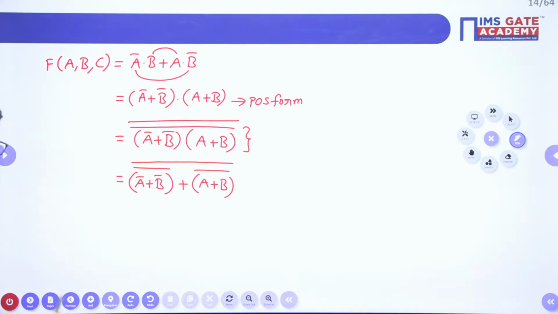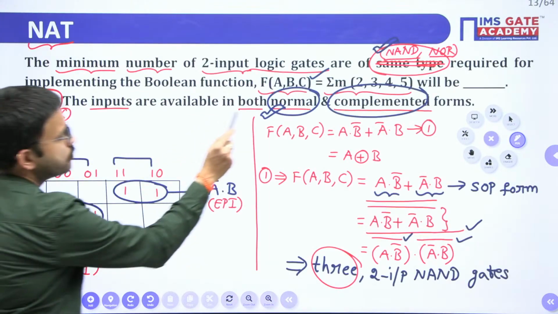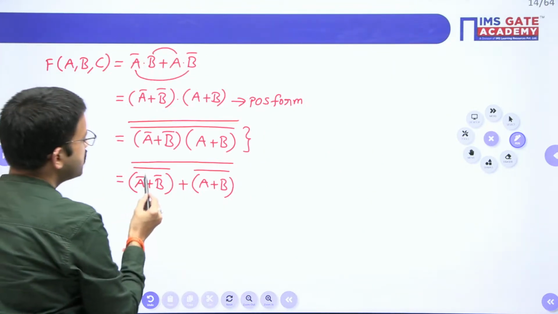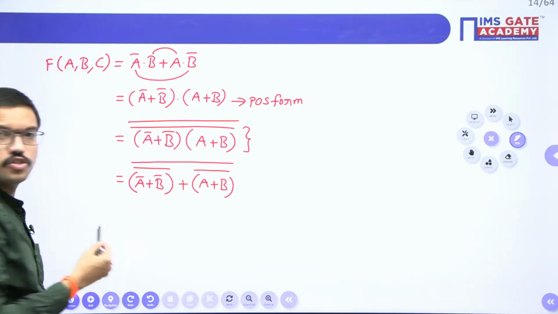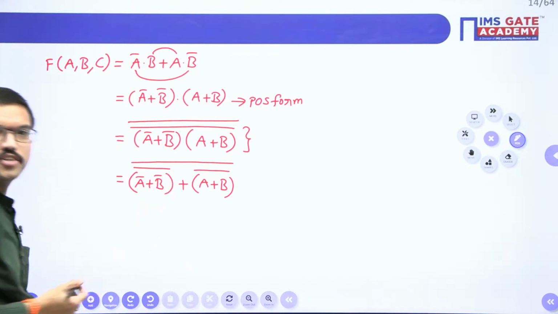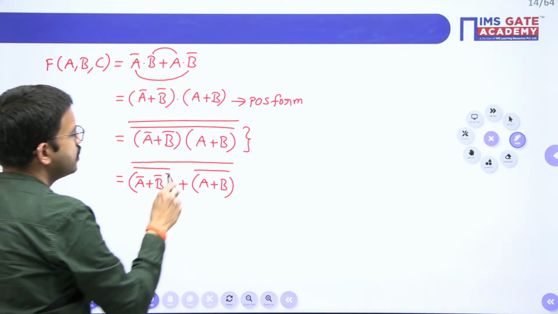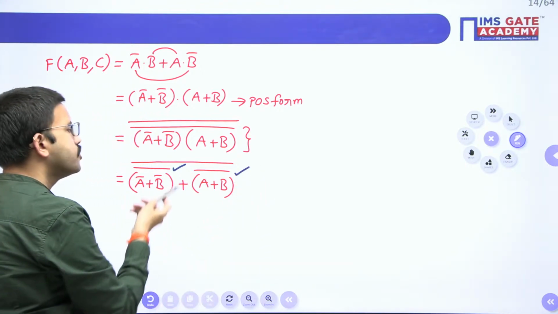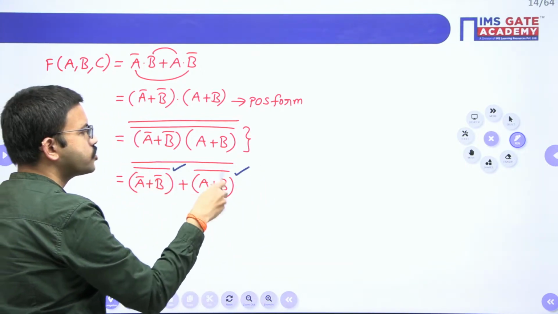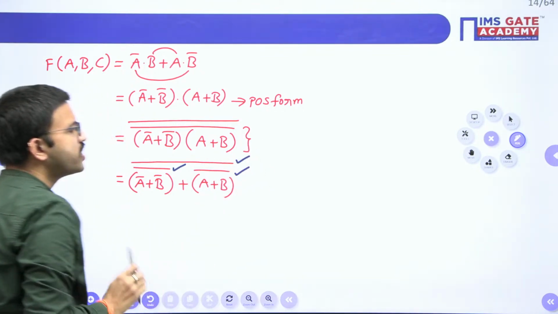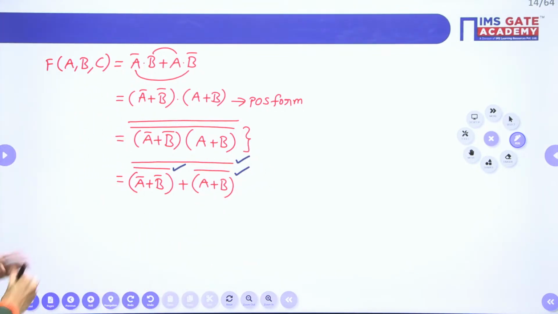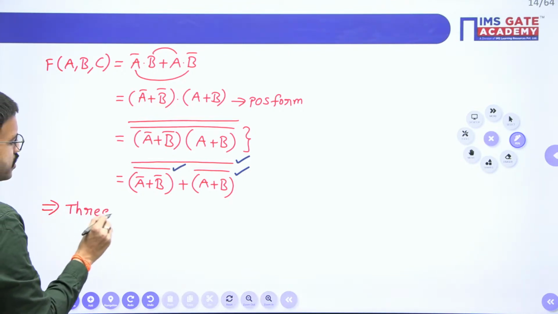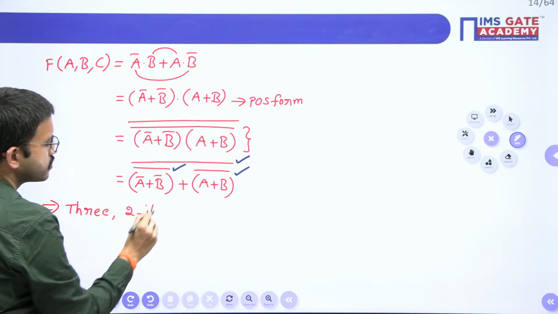See, in the question they have mentioned that the inputs are available in both normal and complemented forms, right? So that means A bar you need not generate, B bar you need not generate, right? Yes, very good Kundan. So here you require a 2-input NOR gate, here you require a 2-input NOR gate. You can assume this is x1, this is x2, x1 plus x2 whole bar. So that means we require 3 2-input NOR gates.